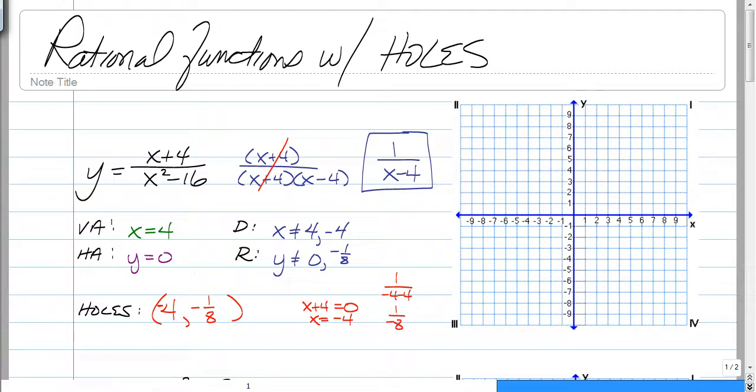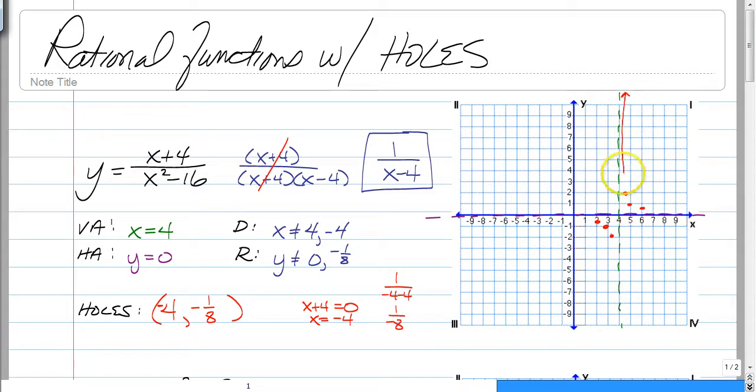To graph it, you're just going to need to graph your vertical asymptote at x equals 4. You need your horizontal asymptote at y equals 0. And then to graph it, you're just going to need to type it in the calculator. Again, you're going to need to get some nice points when possible. So we're going to have a nice one here and some right around there as well. And then we're going to have our branches.